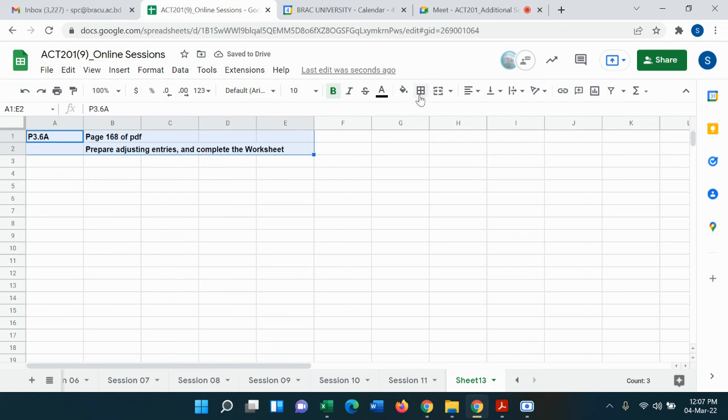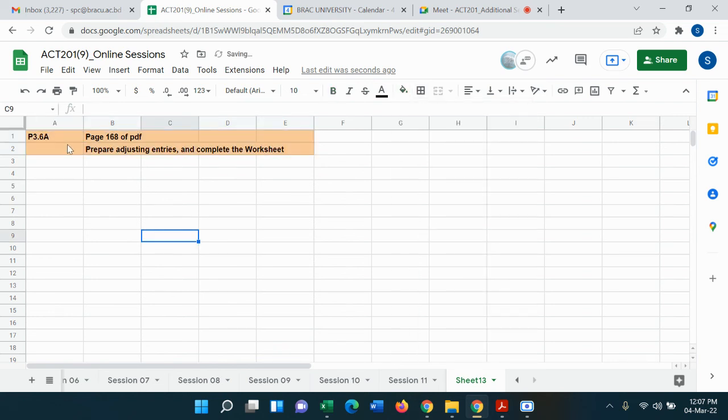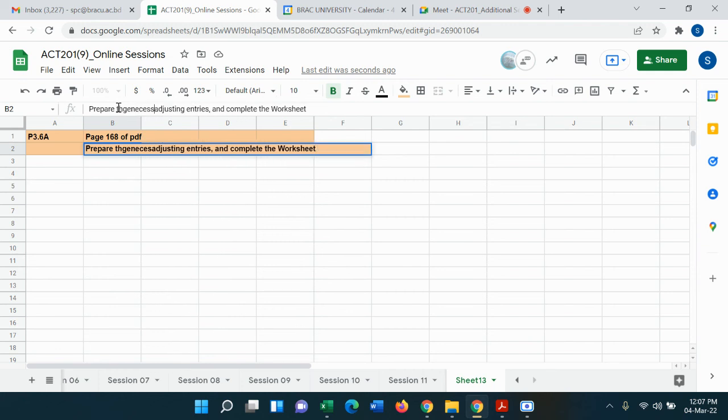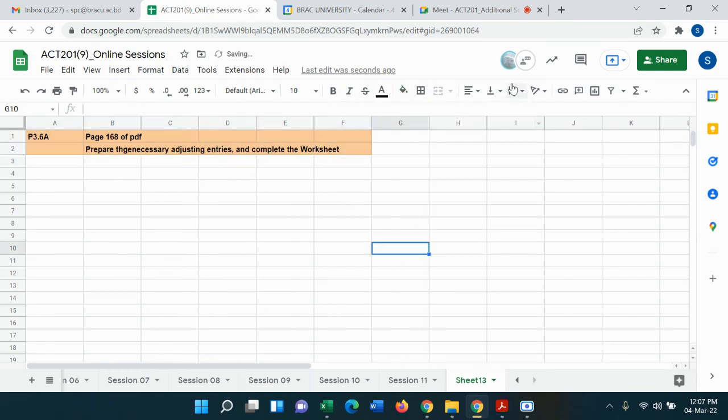So this is the homework for you for the next session. P368, PDF page number 168. Prepare the adjusting entries. You definitely have to do the adjusting entries for completing the worksheet. Okay. Any query from you? Any of you?